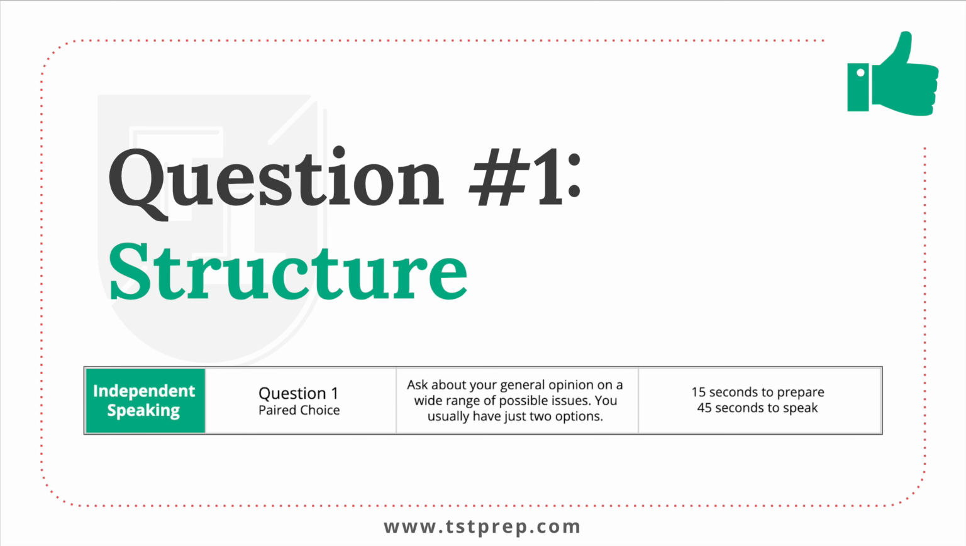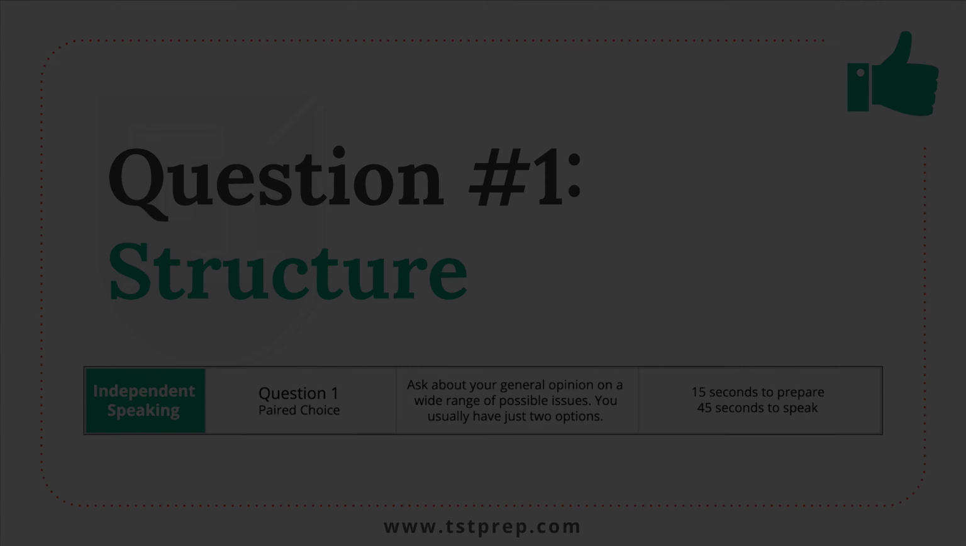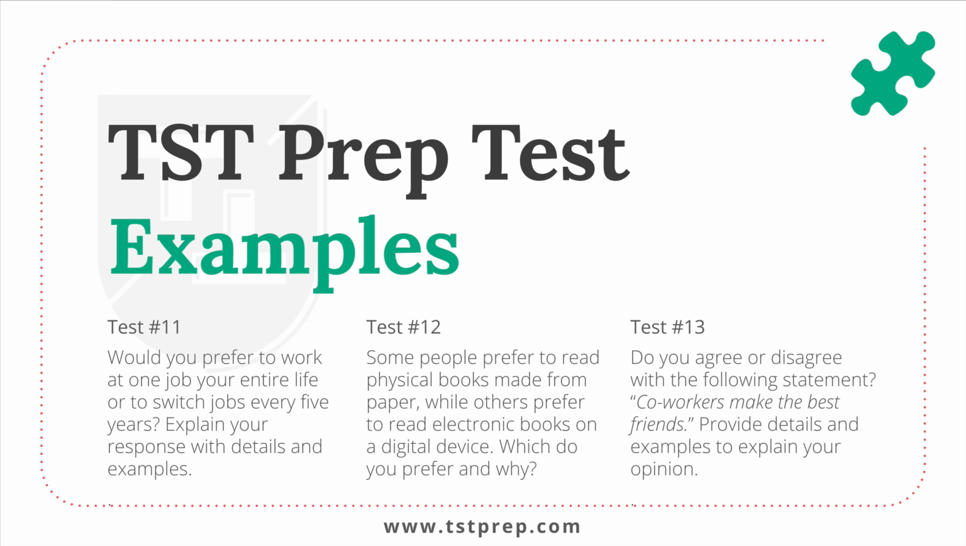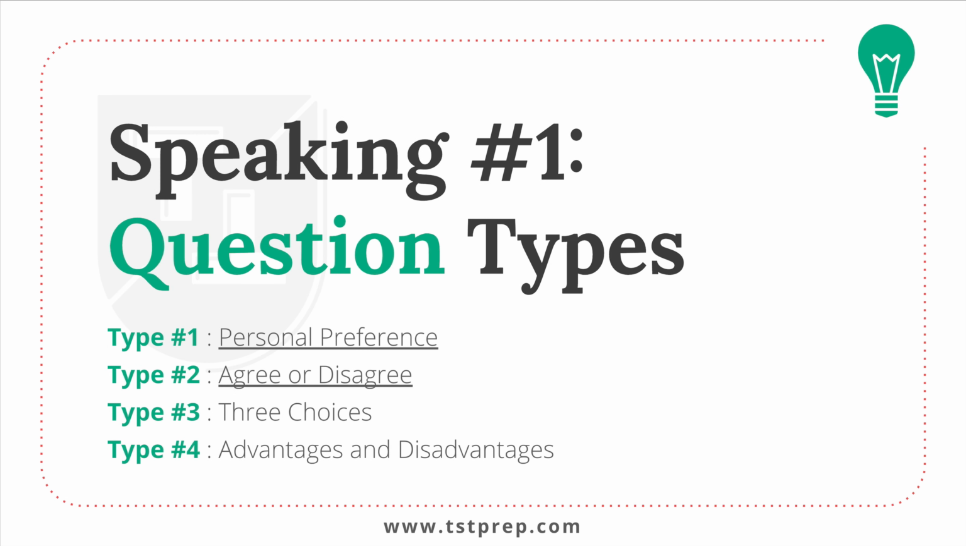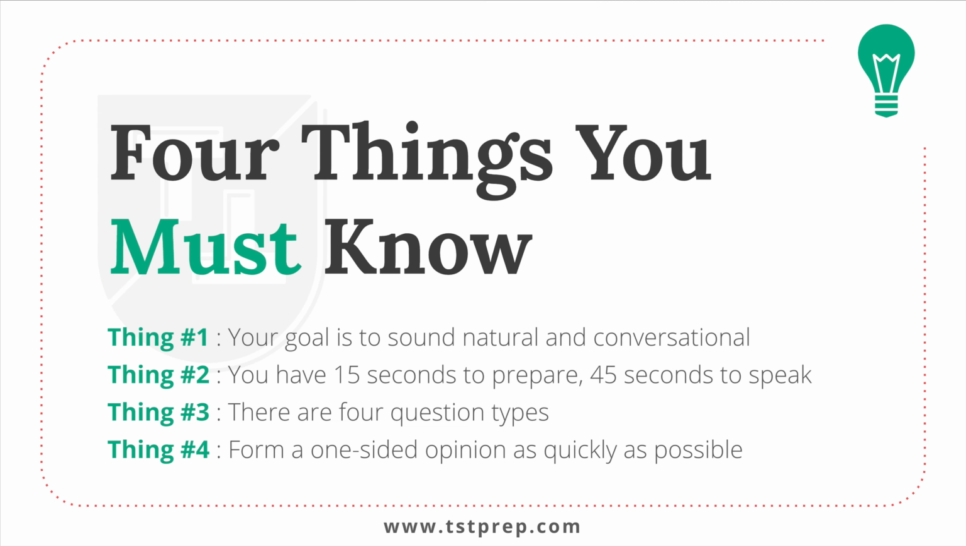Here's question 1's structure. It's going to ask you about a general opinion on a wide range of possible issues. You have 15 seconds to prepare and 45 seconds to speak. Here are a couple of examples from our complete tests. You can pause the video and read those if you like, but basically all of them are about your opinion on a topic. The most popular types of questions are about your preference, which one do you prefer, and if you agree or disagree. There are 4 different types of questions for question 1. Those are the 2 most popular.